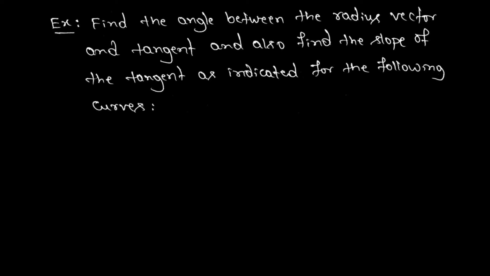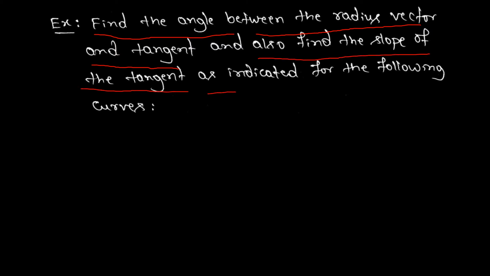Let us take the next problem. Find the angle between the radius vector and tangent. Also find the slope of the tangent as indicated for the following curves. So here first we need to find the angle and then we need to find the slope of the tangent.